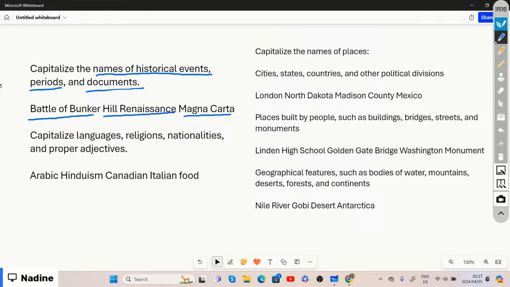We also need to capitalize languages, right? The languages that we speak, the religions, the nationalities, as well as proper adjectives, right? We need to capitalize that. So if you belong to a specific religion, language, nationality, right? Then we capitalize it. Say, for example, Arabic, Hinduism, Canadian, and Italian food. Those need to be capitalized.